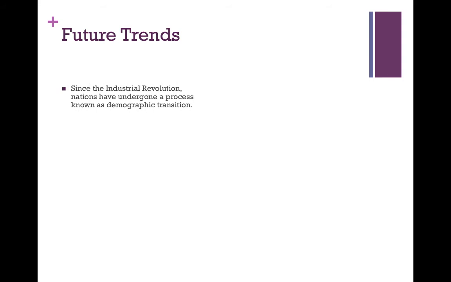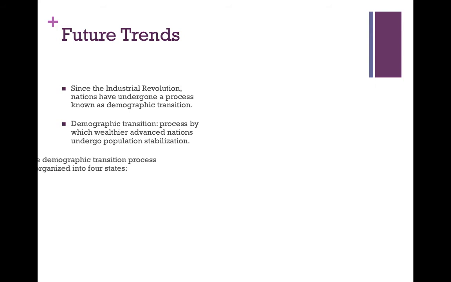Since the Industrial Revolution, nations have undergone a process known as demographic transition. Demographic transition is defined as the process by which wealthier, advanced nations undergo population stabilization. The demographic transition process is organized into 4 stages.